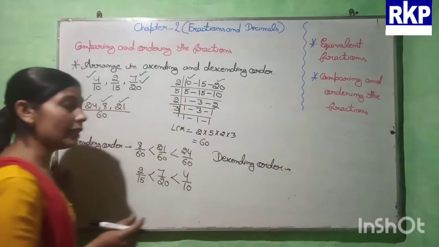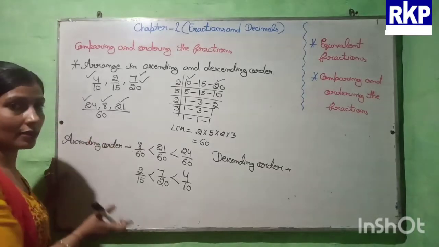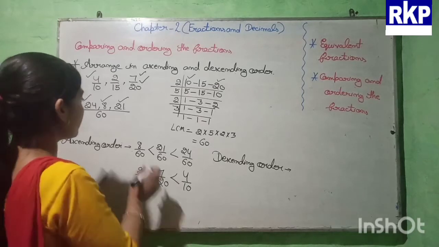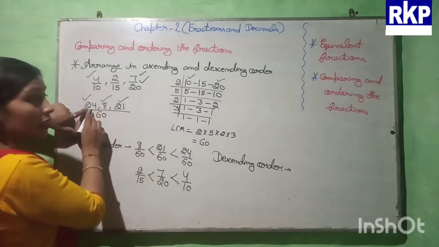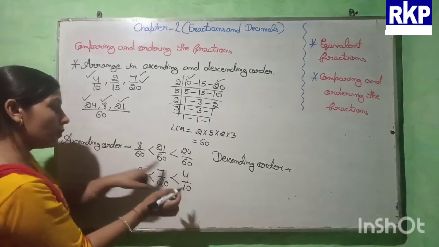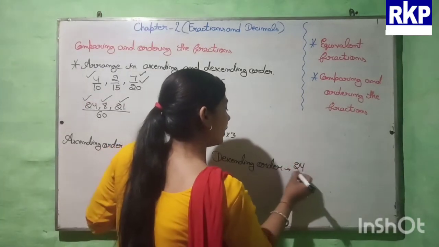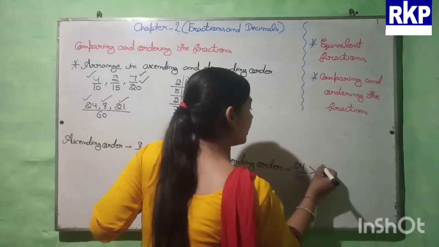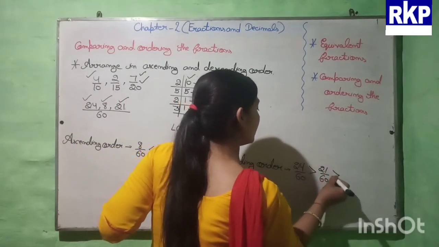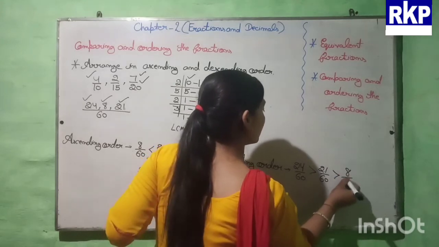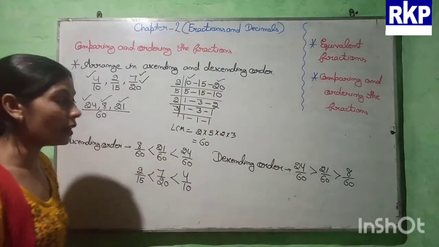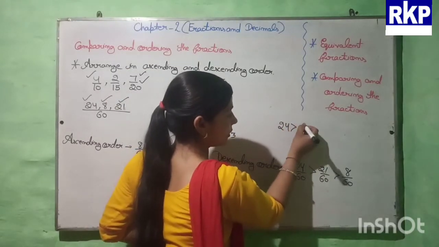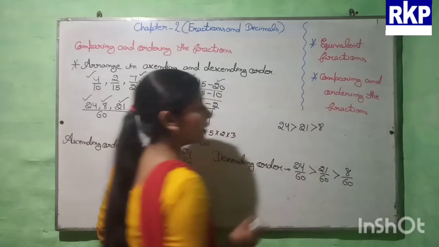According to descending order, we have to arrange these fractions from greatest to smallest. Okay. So here, beta, the greatest number is 24. So we will write first 24 by 60 and then 21 by 60 and then 8 by 60. Okay. Or you can write like this also, only like this: 24 is greater than 21 is greater than 8.